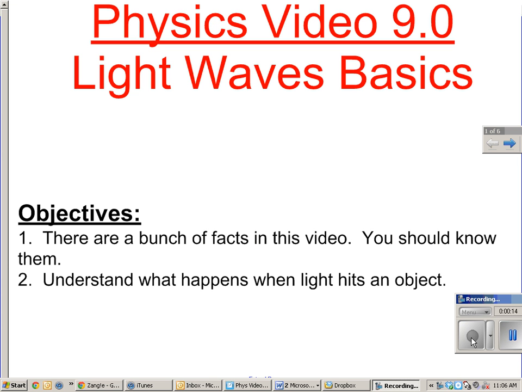All right, so the objectives, there's a bunch of facts here about light waves. You should know them. And the second half of the video here is kind of about what can happen when light hits an object. There's three options. You should understand each of those three options. And based on what the object looks like, you should be able to tell me which of those things are happening. Okay, so there you go.